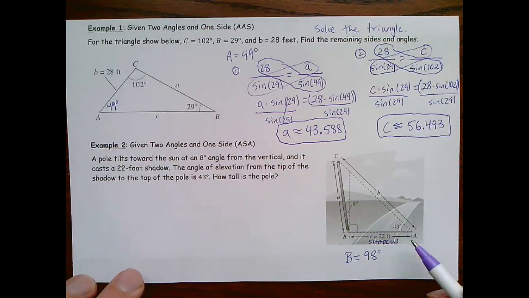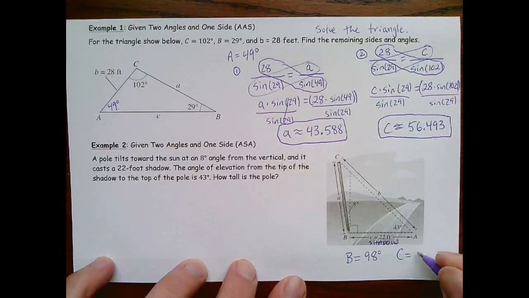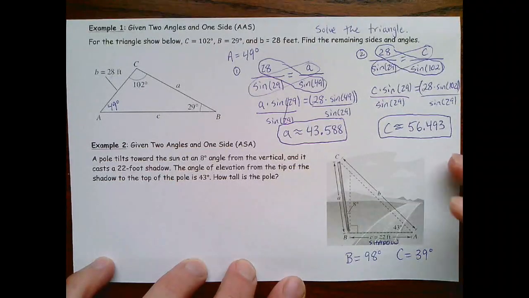So how about here? I know that angle A is 43 and angle B is 98. So then what has to be angle C? Well, very similar to what we did in the last one, you could add up 43 and 98, which is 141. You could subtract that from 180, and you'd find out that it's 39. So if you wanted to, you could set up something like this.